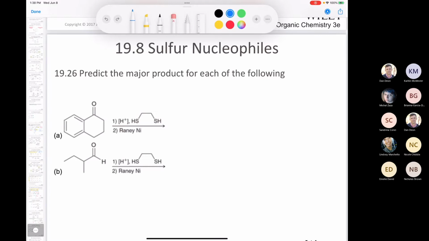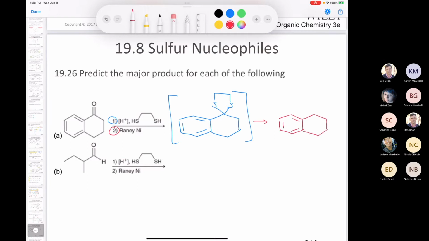So let's draw the intermediate that you would get after the first step. I know it's not asking for that, and I'm sure you can all answer the question pretty quickly, but let's just draw this for fun. So let's draw our thioacetal, which looks like that. And then in the second step, you treat that with Raney nickel, and you end up reducing that right down to the alkane. So you end up with this bicyclic compound here.